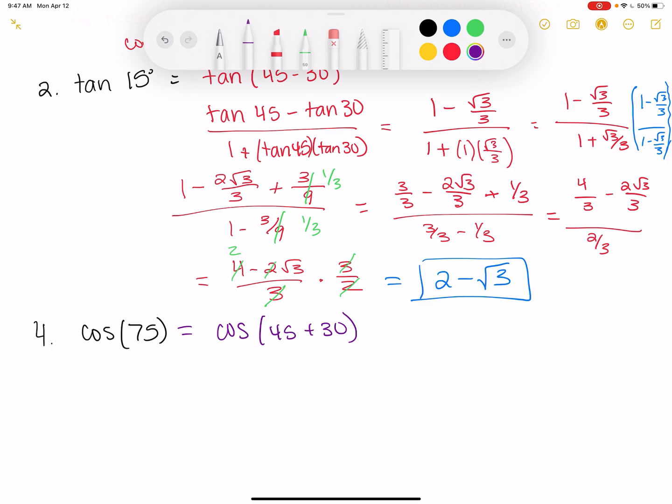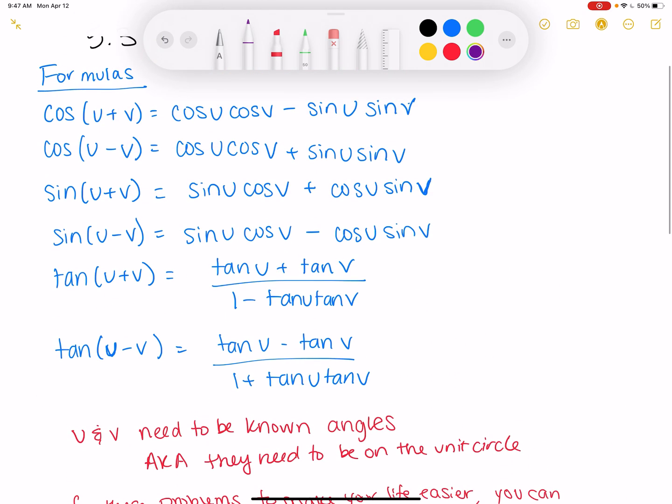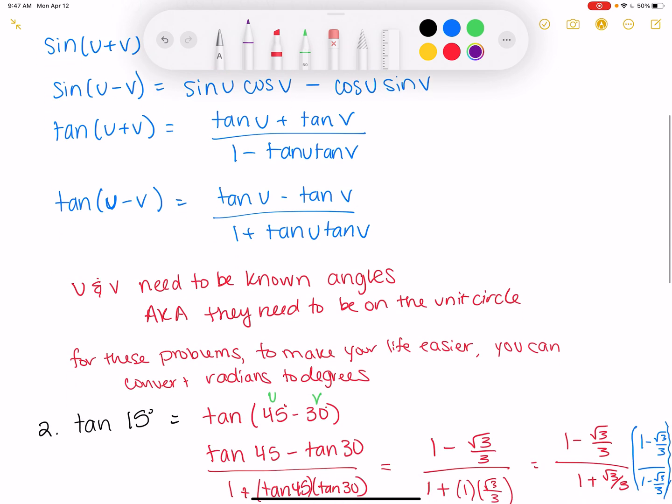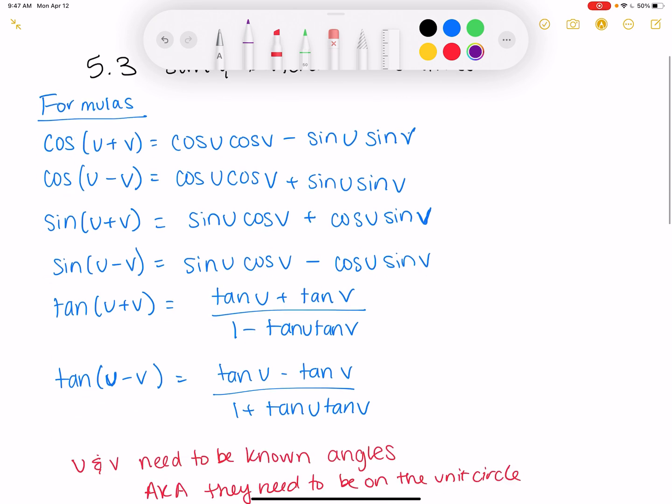All right, so our formula, just to go back and look really quick. We're doing the plus one, so it's going to be cosine of u, cosine of v, minus sine of u, sine of v. So it's both cosines minus both sines. You'll notice with cosines, just a quick hint here: with cosine, the sign that goes over here is opposite. With sine, the sign stays the same.